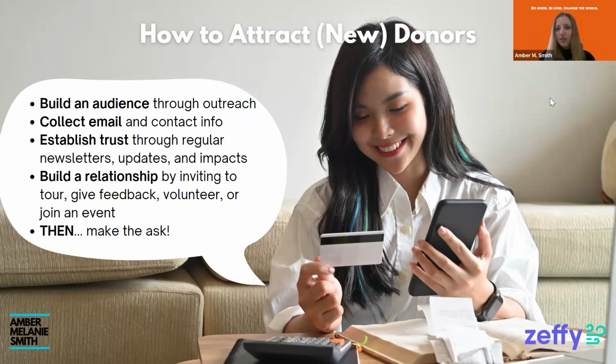Once you start to build this email list, you're going to have a base of people who might become potential future donors. And you want to take some time, a couple months at least, to start establishing trust with those people. You can do this through regular communication. I'm talking about sending out newsletter updates, sharing your impacts, sharing some behind the scenes stories of the people that you're serving. All of this helps your potential donors understand who you are and why you need their money.